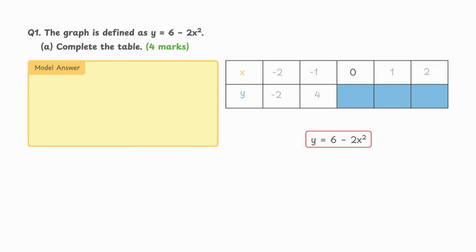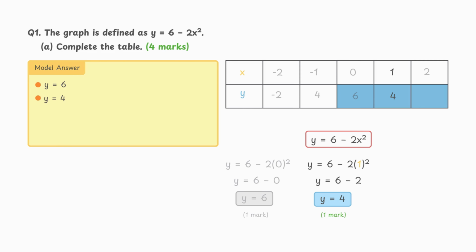Start with x equals 0. Substitute 0 into the equation, y equals 6 minus 2 multiplied by 0 squared. 0 squared is 0, so this becomes 6 minus 0, so y equals 6. This earns 1 mark. Now take x equals 1. Substitute 1 into the equation. y equals 6 minus 2 multiplied by 1 squared. 1 squared is 1, so this becomes 6 minus 2. So y equals 4. This earns 1 mark.